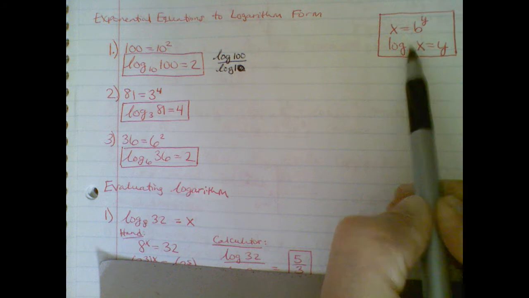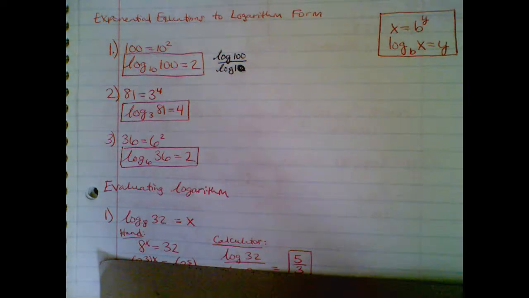Now this next one, we are evaluating logarithms, so we have log base 8 of 32 equals x. So we want to solve for our x. We can do this two different ways. The first method is by hand, so we switch it from logarithm form to exponential form. The number that's lowered is our base, so our base is 8 to the x power equals 32. So we're switching it in the reversed order, from logarithm form to exponential form.